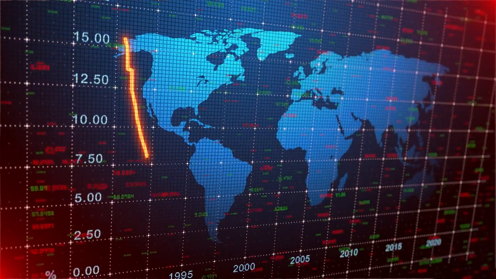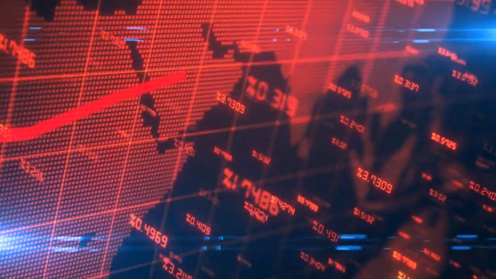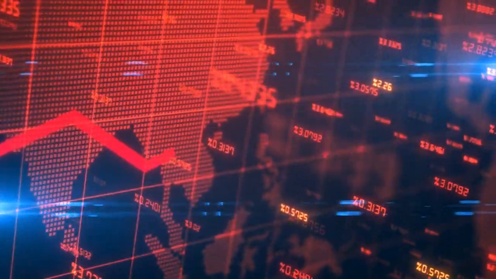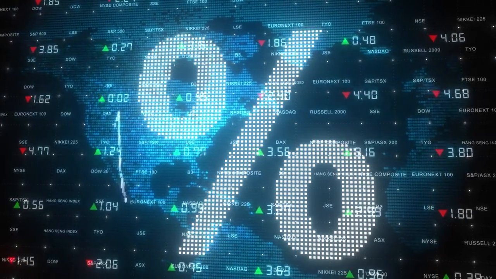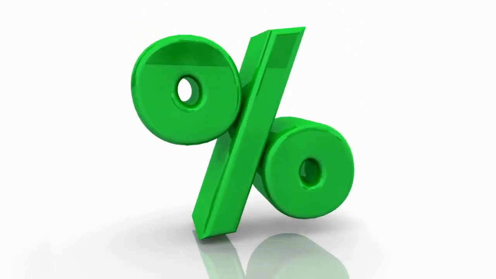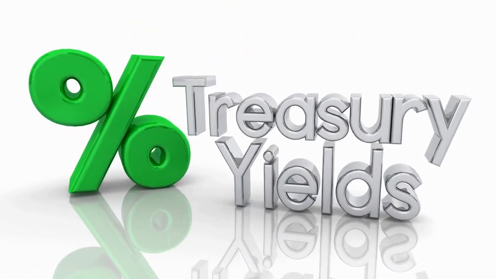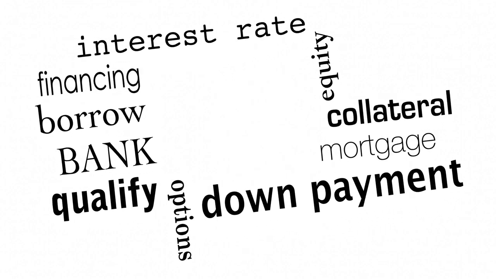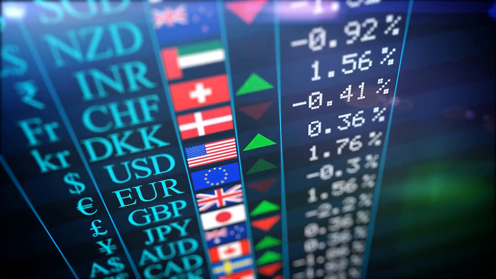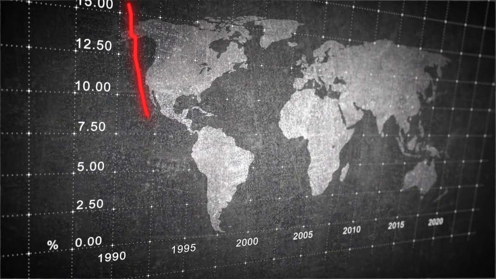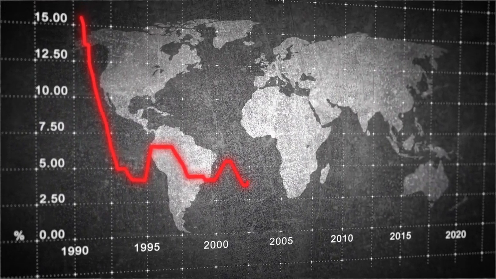Hawkish central banks typically raise interest rates to cool down the economy and control inflation. Higher interest rates can slow down borrowing and spending, leading to lower inflation. Bond yields often rise in a hawkish policy environment. Higher interest rates increase the return on bonds, making them more attractive to investors. This can lead to higher borrowing costs for governments and businesses. Hawkish policies can lead to a stronger currency. Higher interest rates attract foreign investment, increasing demand for the domestic currency and driving up its value.